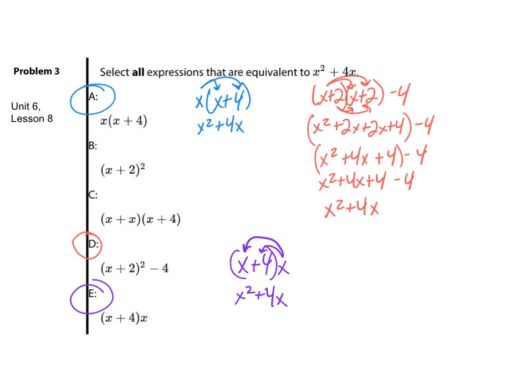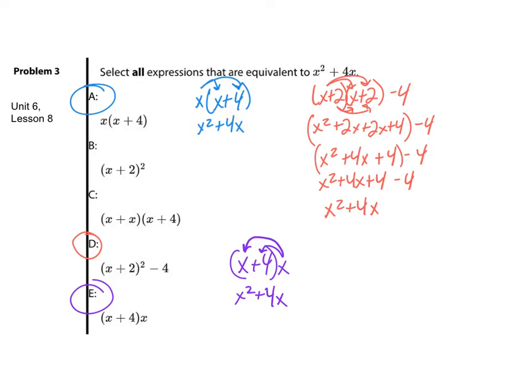In number 3, choices A, D, and E are all the same as x squared plus 4x. I did some color coding and wrote out the work for each of those, expanding them out and showing how you get x squared plus 4x in each of them. D is probably the one that was tricky.